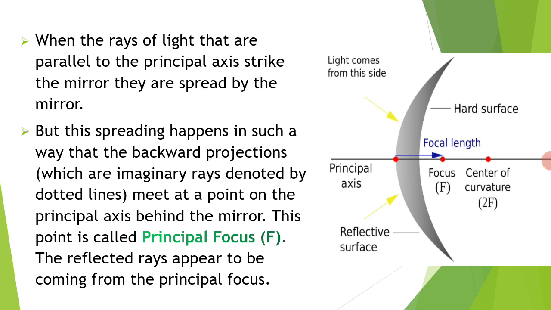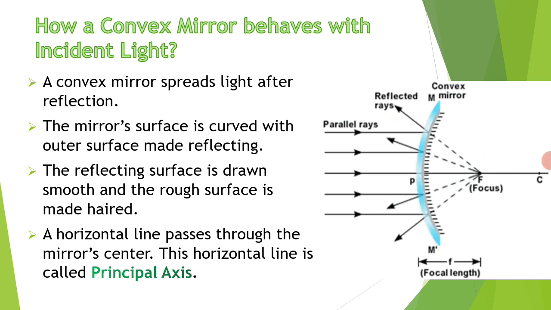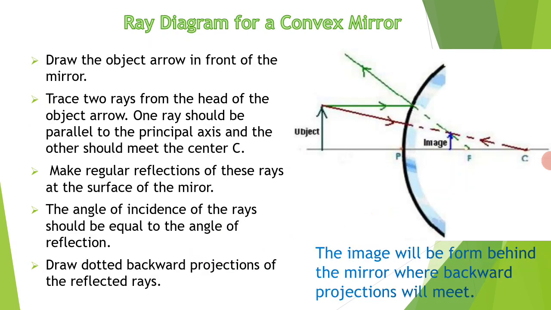The reflected rays appear to be coming from the principal focus, as you see in the figure, the dotted lines which meet on the principal axis making the principal focus. Now, how to draw a ray diagram for a convex mirror? Draw the object arrow in front of the mirror as shown in the picture. Trace two rays from the head of the object arrow. One ray should be parallel to the principal axis and the other should meet the center C.